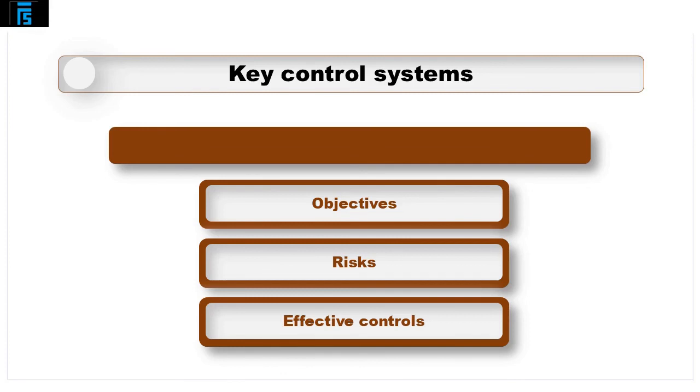The stronger these control systems are, the less chance of material misstatements being present. This in turn assists the external auditor. Audit risk will be reduced, making it more straightforward to form their audit opinion.